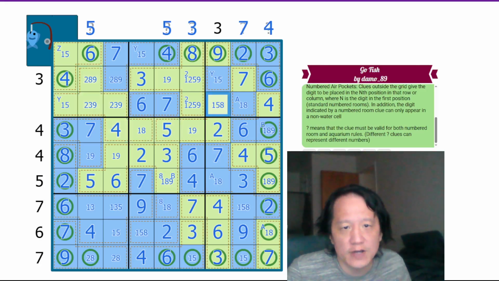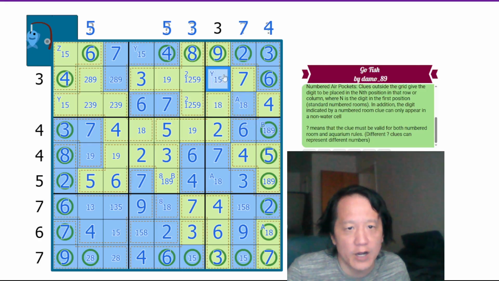5 eliminates 5 in the rest of this cage. This becomes a 1, 8 pair. That eliminates 1, 8 in the rest of the row and box. So no 1 there. Y has to be a 5. That means Z has to be 1. No more 5s here. 5 eliminates 5 there. It's 1 or 8.